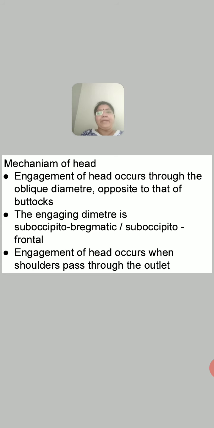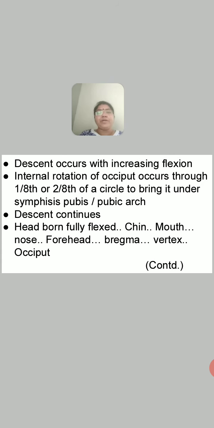Then we come to the mechanism of the head. Engagement of the head occurs through the oblique diameter opposite to that of the buttocks. The engaging diameter is suboccipito-bregmatic or suboccipito-frontal. This depends on the flexion of the head. Engagement of the head occurs when the shoulders pass through the outlet. So when the shoulders are born, then the engagement of the head occurs at the pelvic brim.